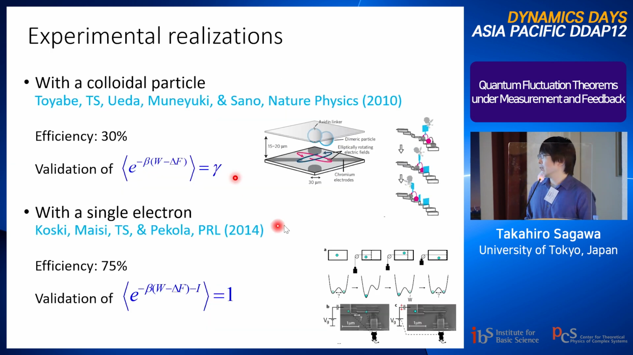Okay, so nowadays there are many experimental realizations of Maxwell's demons, and these are just two of them, and there are a lot of experiments both in the classical and quantum regimes. So now we can say that Maxwell's demon is not only a theoretical but also an experimental issue in statistical physics.